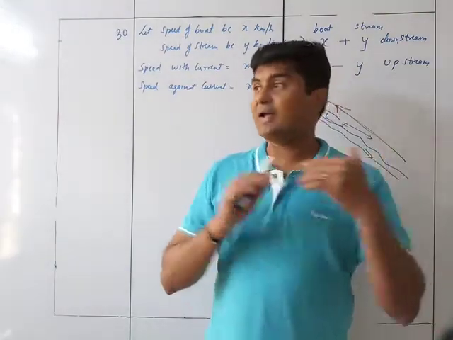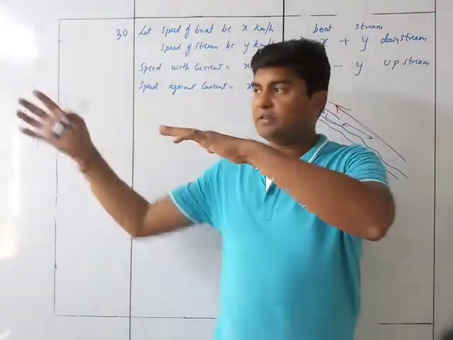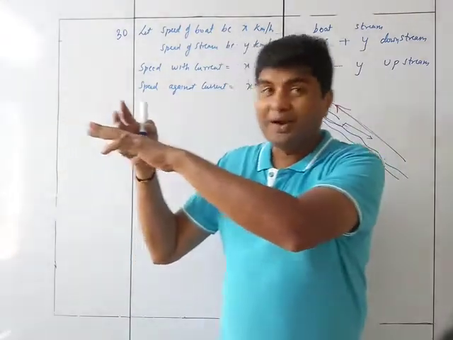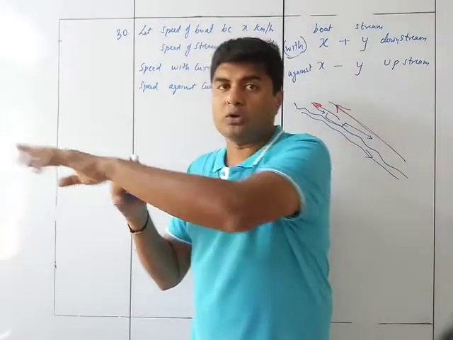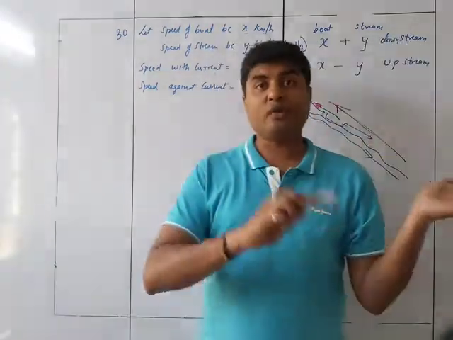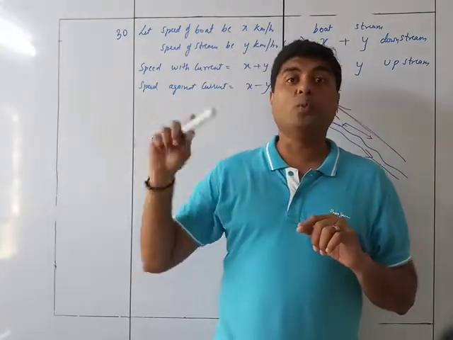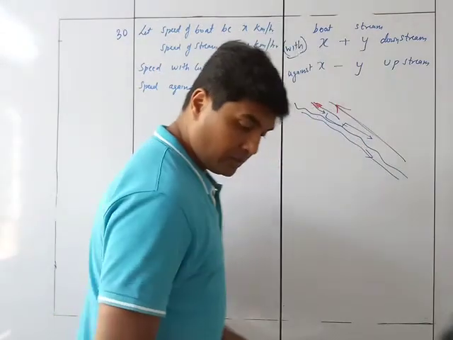But when you are going against the flow of the water, what is happening? You are going this way, but the water is coming this way, so it is going to drag you backwards. If you are fast enough, you are cutting through the water. That means x minus y, that is against the current. So x plus y is downstream or with the current, x minus y is upstream or against the current.